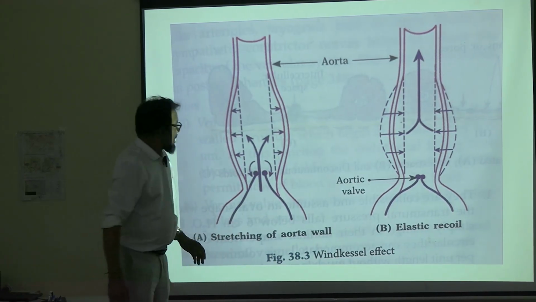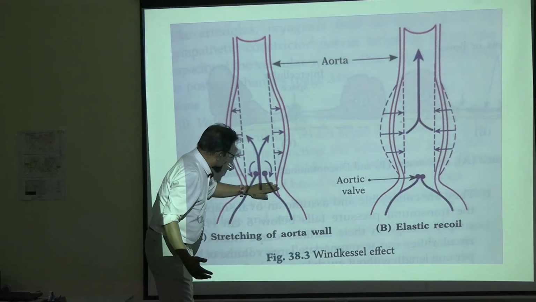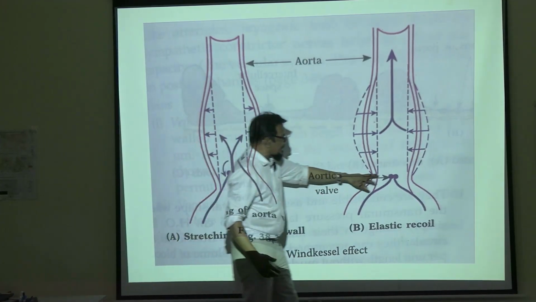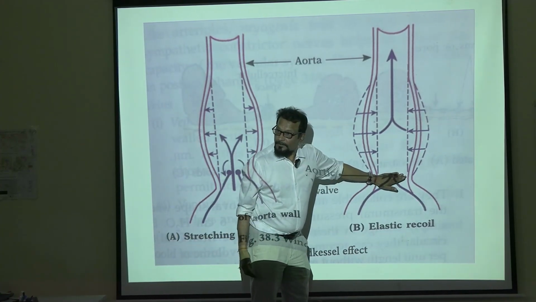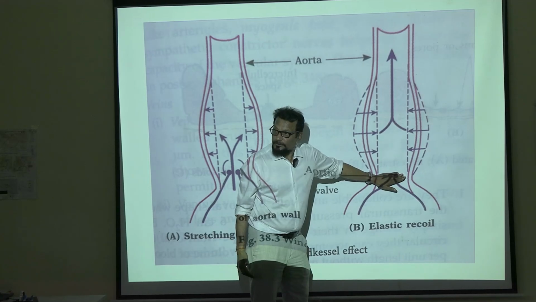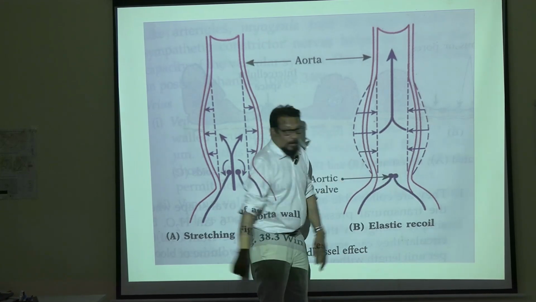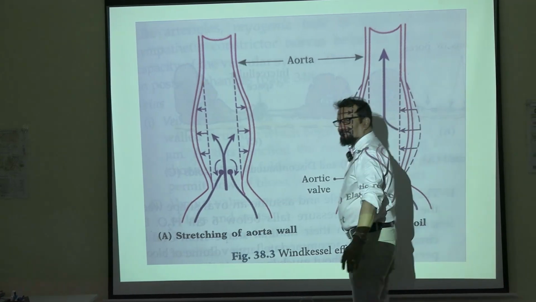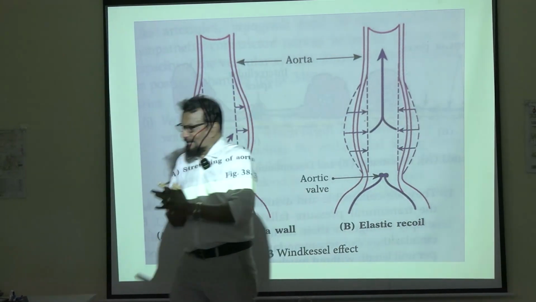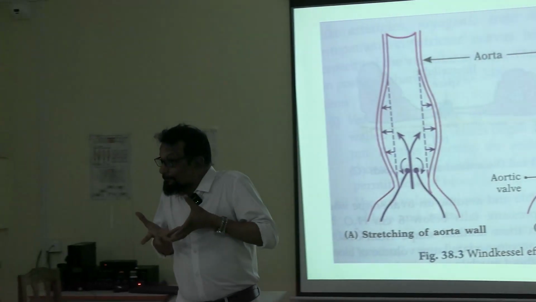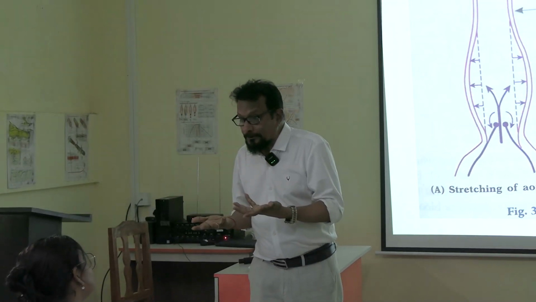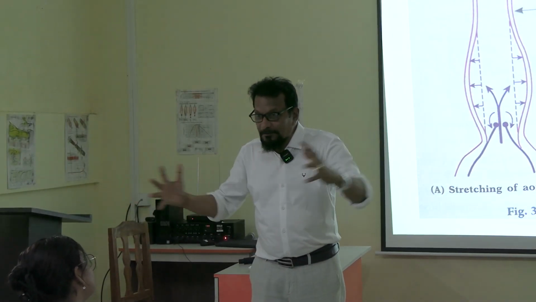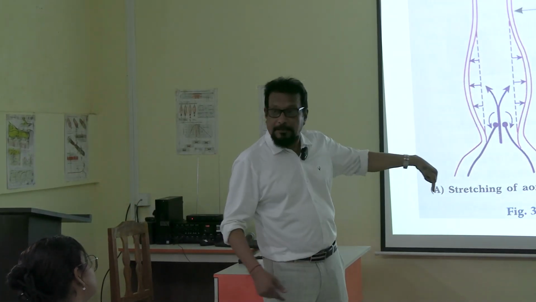Okay. Now it is going into diastole. As a result, the valve is closed. The semilunar valve is closed. No blood is entering. Now what will happen? Because of elasticity, the aorta will contract and come back to its original size. So this blood, where will it go? It cannot re-enter the ventricle.